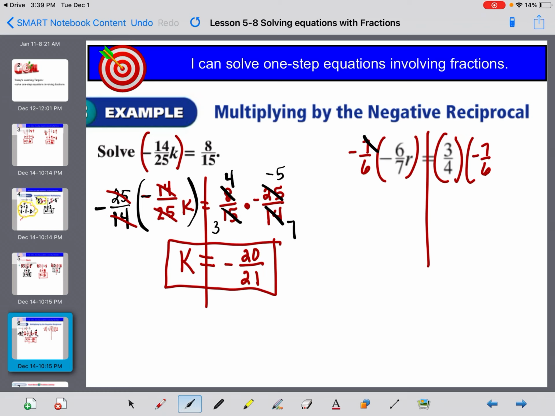To solve this problem, you should multiply both sides by negative 7/6. 3 and 6 have a common factor of 3. And 4 and 7 have no common factors. So what I'm left with is 1 times negative 7, which is negative 7. 4 times 2, which is 8. So r is negative 7/8.